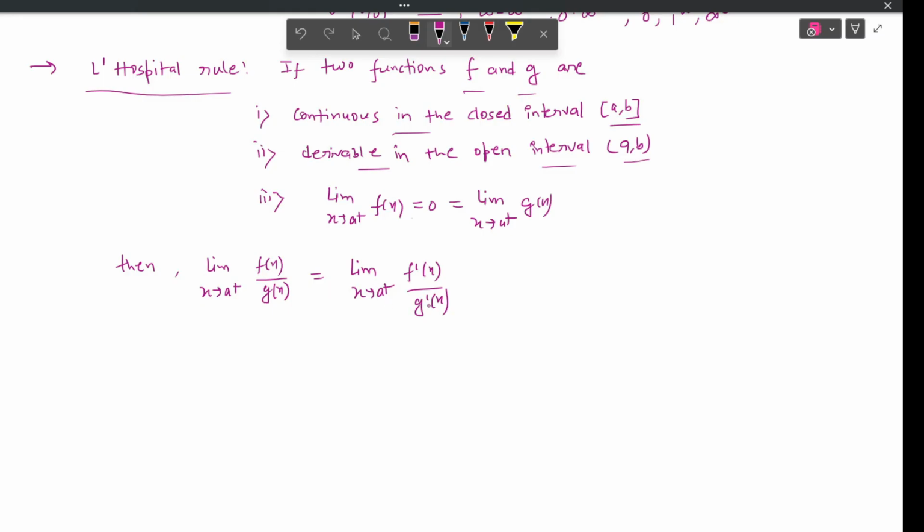If you see that after doing the first derivative it again comes to be 0 by 0, then you have to do the second derivative, and it goes on. If you find that again it comes out to be 0 by 0, then you have to do the third derivative, until and unless this 0 by 0 form is omitted.